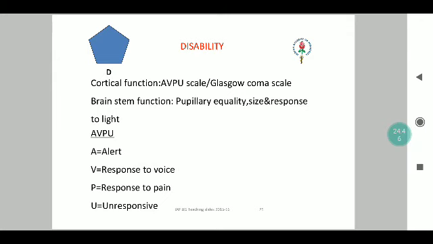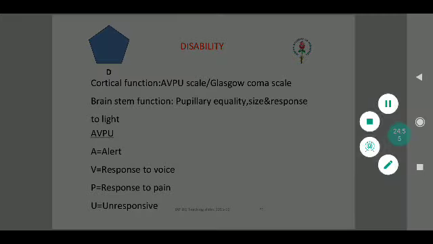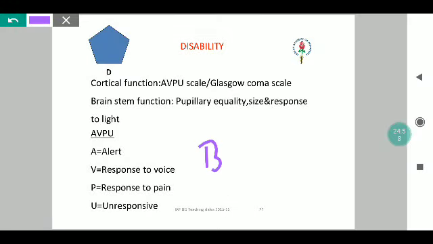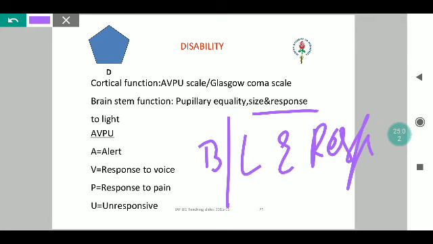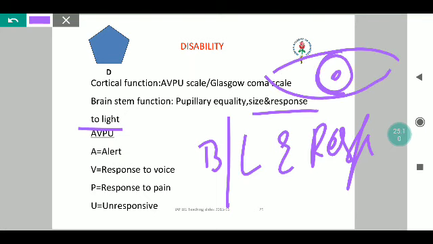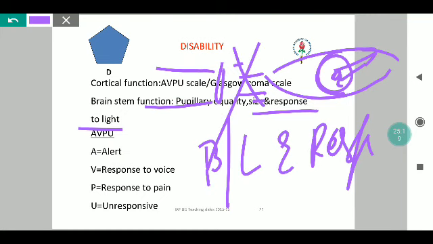When I say disability, for brainstem function, because we know vital centers are present in the brainstem, we check for pupillary equality, size and response to light. A normal pupil should be bilaterally equal, and it should be responsive to light. The general response is, assuming this is the pupil, and if a light is shown, there should be a pupillary constriction. When the light is switched off, there should be a pupillary dilation.